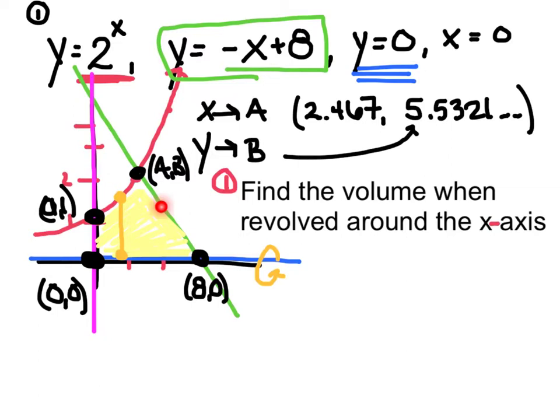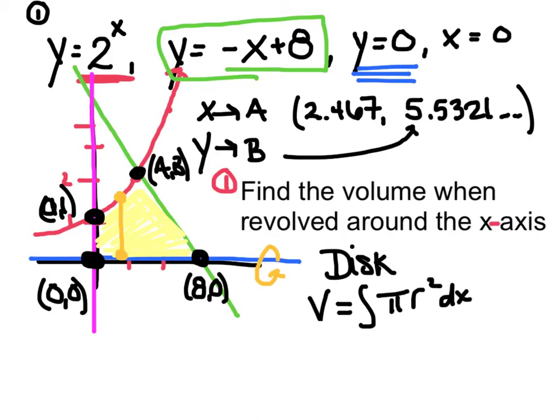Now the next thing we need to talk about is, do we have a disk or a washer? Is your area sitting completely on the axis of rotation? Since I don't see any gaps, let's be very clear that this is a disk. Since this is a disk, the first thing I'm writing down is volume equals the integral of pi r squared.